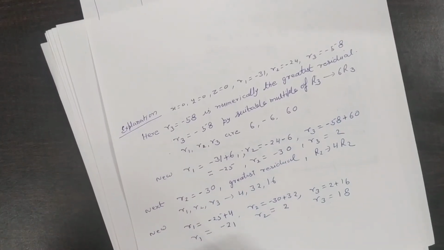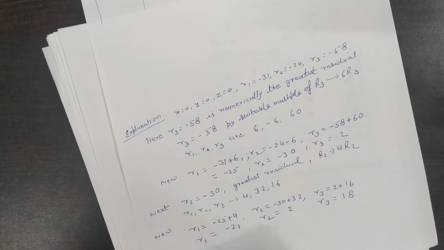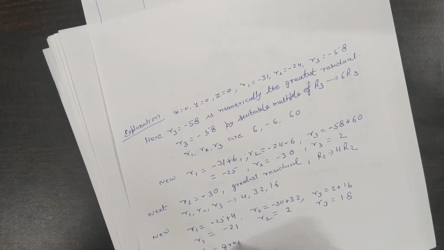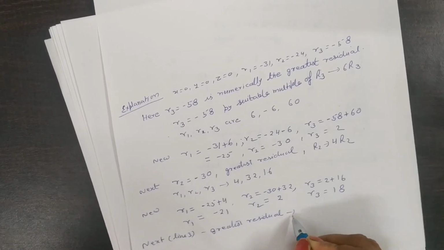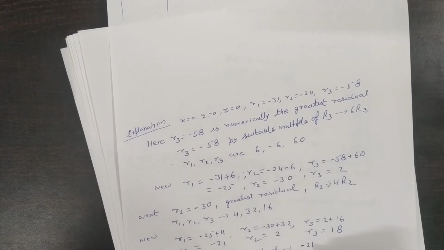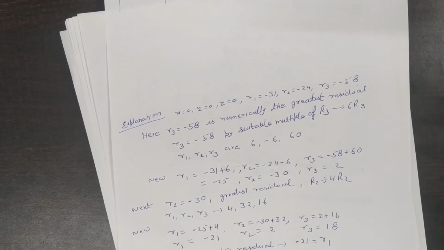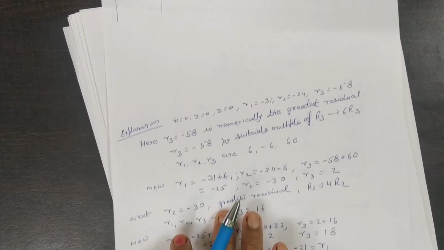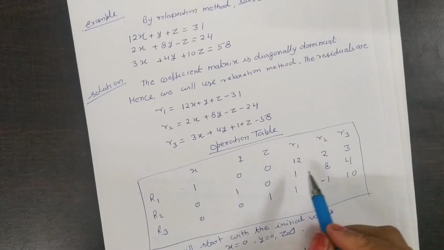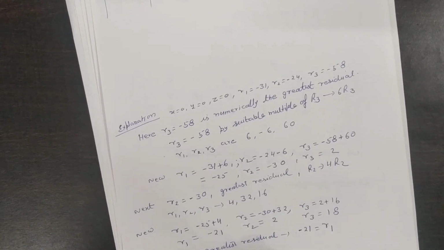Line 3, the greatest residual is minus 21, which is in R1. So you make the change in R1 to get nearest to 21. R1 has 12 here, so if you multiply by 2, it becomes 24, which is nearer to 21. So we operate R1 as 2R1.